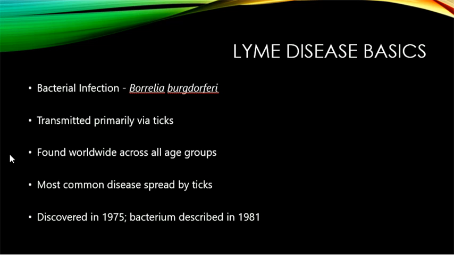So Lyme disease is, again, a bacterial infection. It's caused by the bacterium Borrelia burgdorferi. Borrelia burgdorferi is a gram-negative diderm spirochete. To be a diderm means it's a double membrane bacteria. So it's a double membrane gram-negative.